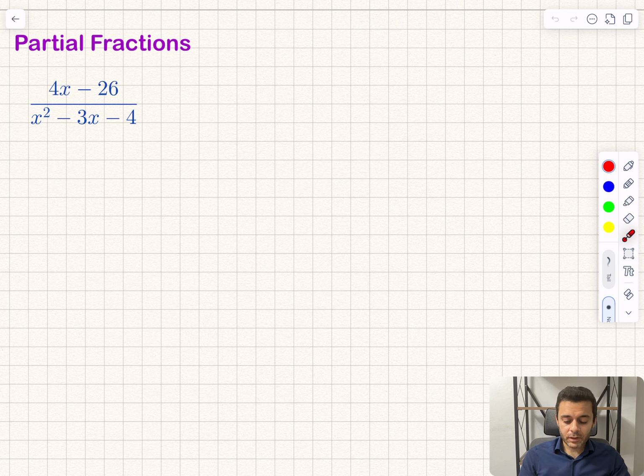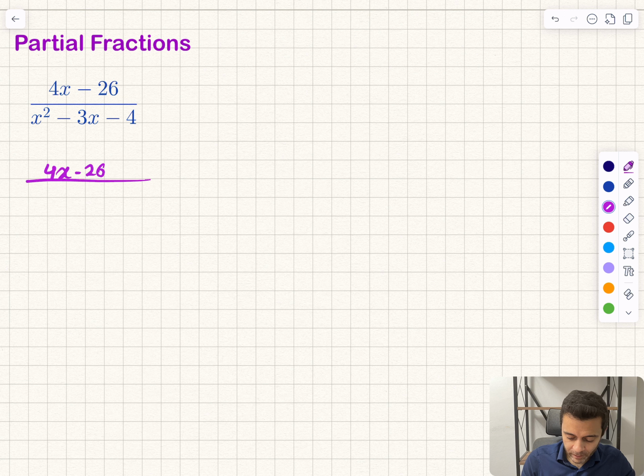First, partial fractions is about breaking down large algebraic fractions like this into smaller and more manageable algebraic fractions. How do we do that? First, we factor out the denominator fully if it's not factored. So here, the denominator is a quadratic. We need two numbers that add up to -3 and multiply to -4. They will easily be -4 and +1. So when we factor, the fraction will be 4x minus 26 divided by x minus 4 times x plus 1.